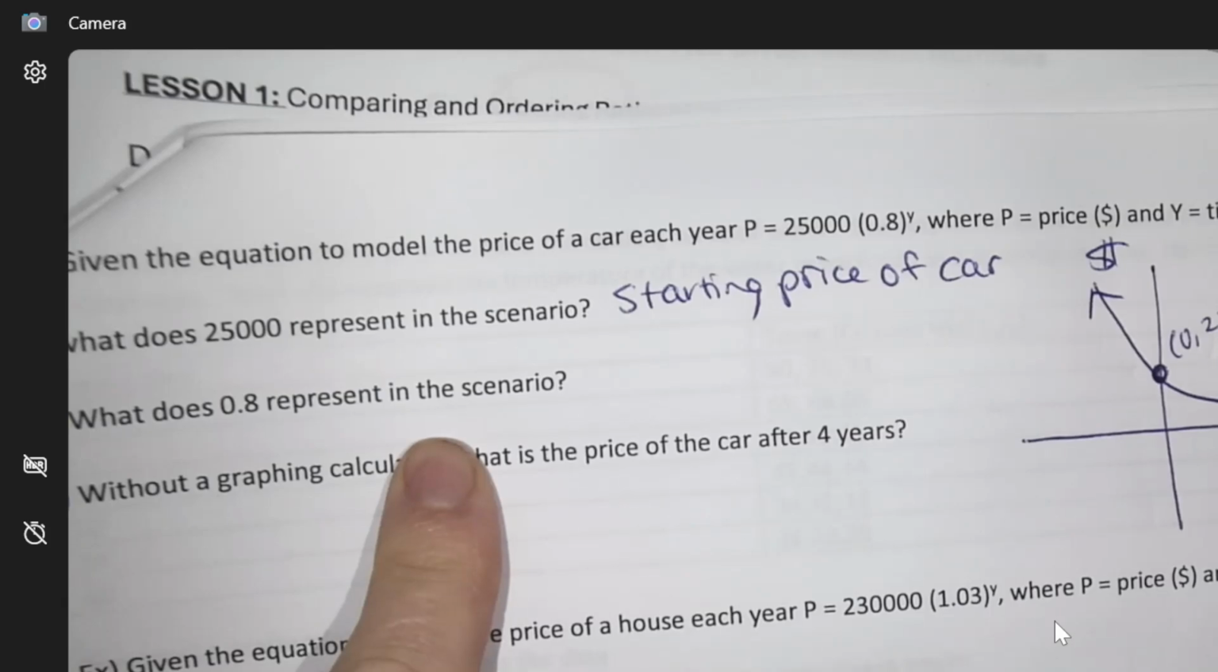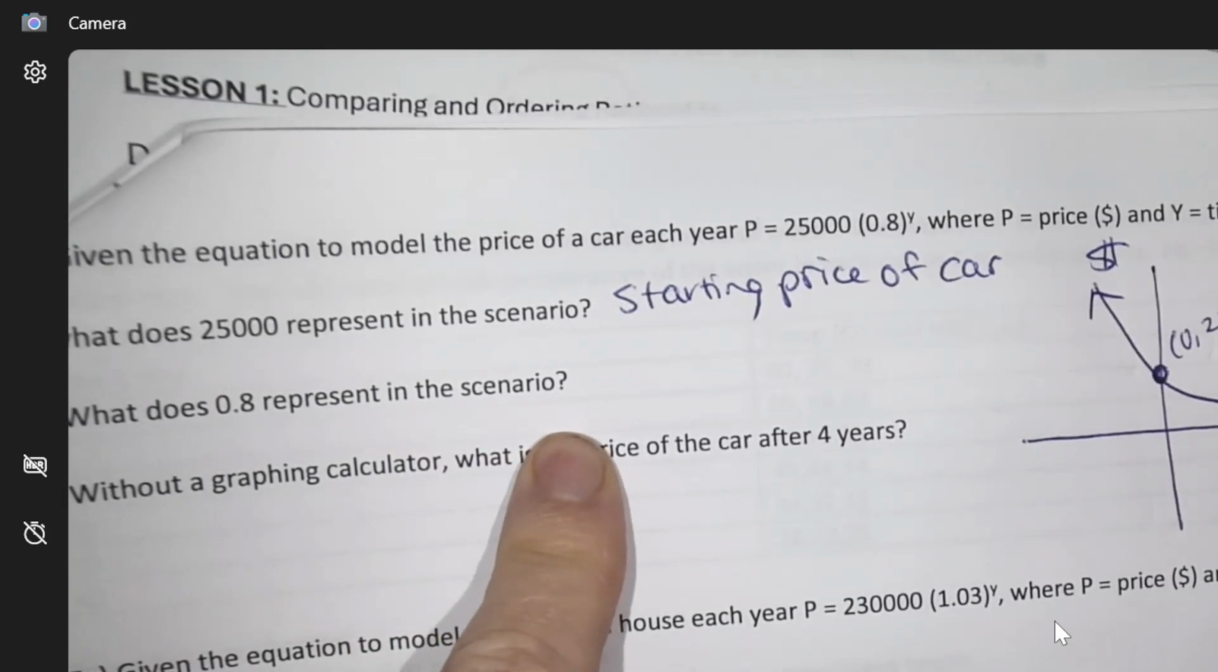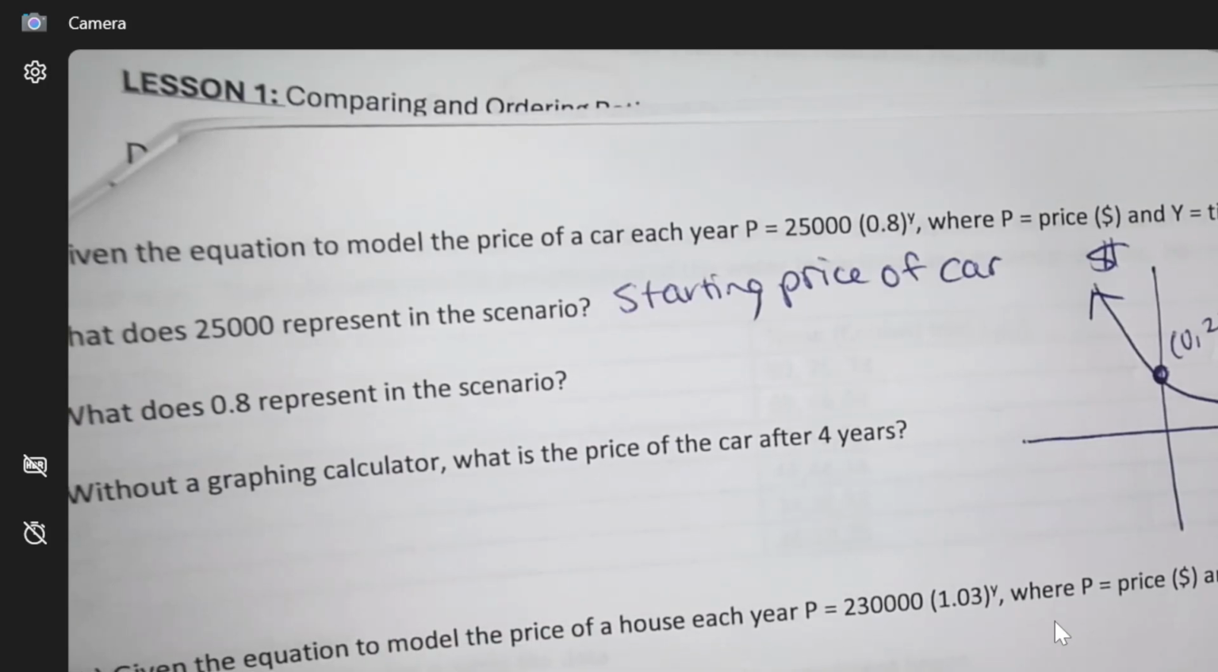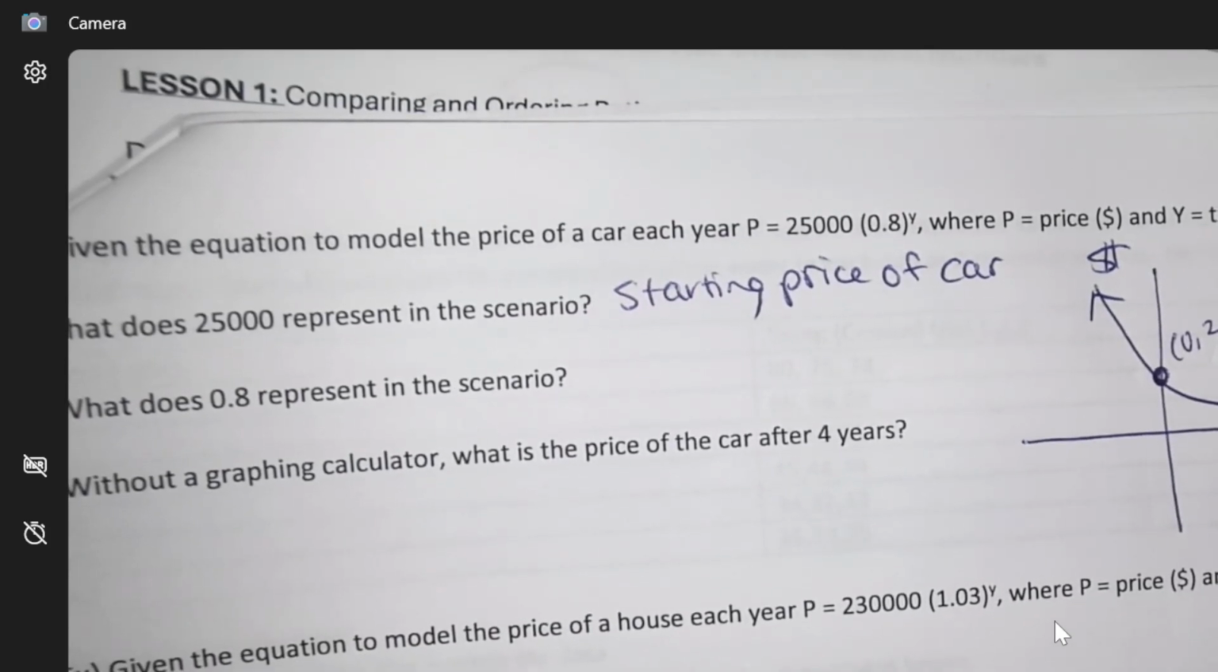What does 0.8 represent in this scenario? Okay, so this one's a little bit tricky. If you times something by 0.8, do you understand that that makes it go smaller? So your price of your car is, can I use the word depreciation? Have you ever heard that word, depreciate? Something gets less and less.